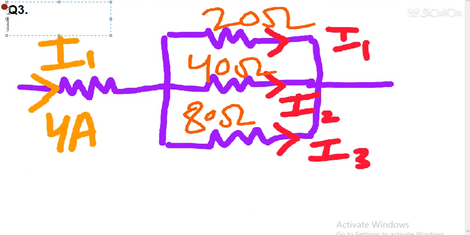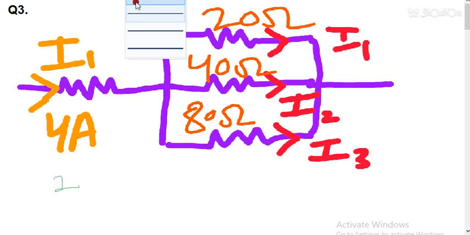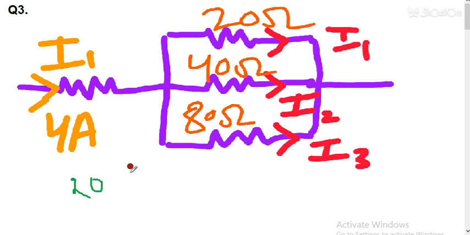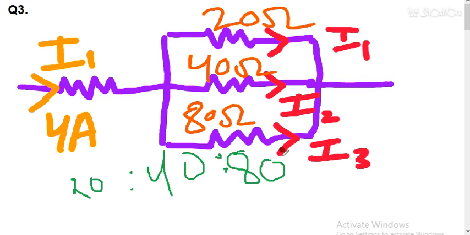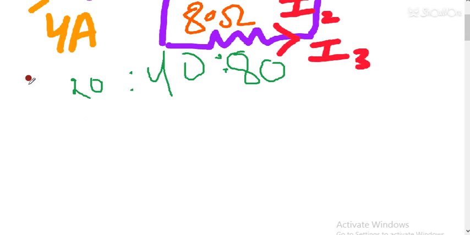Okay, so you can see current is flowing, that is total current is 4 ampere. So 4 ampere current is coming. Now I can find the resistance ratio. Resistance ratio is 20 ratio 40 ratio 80. Students, when we have two resistances we can just invert the ratio, but when we have three resistances then we have to take the LCM. Okay, so it is a resistance ratio.